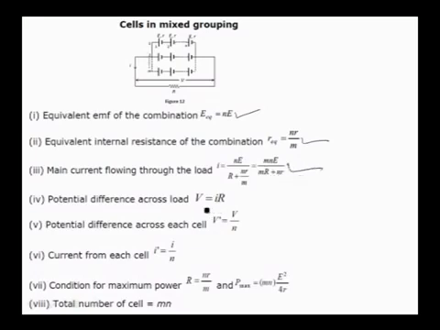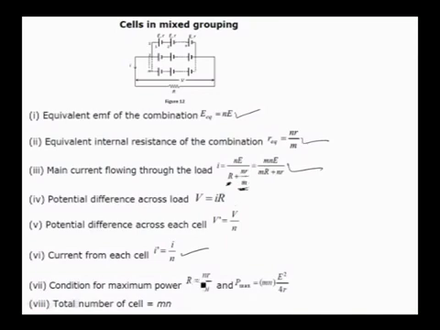Current in the circuit is I, the voltage across the external resistance is V = IR, the voltage in each branch is V divided by n, and the current in each branch is I dash = I divided by m. Similarly, for maximum power, the external resistance R should be equal to the sum of the internal resistances.